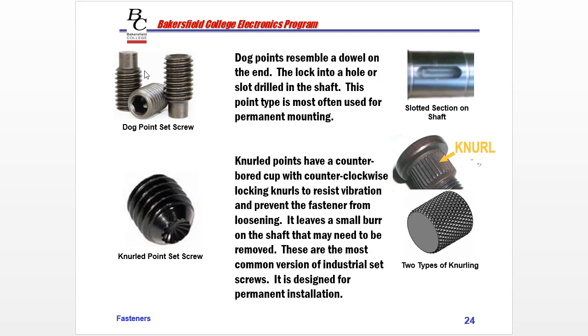The dog point resembles a dowel on the end, and they actually go into a slot that is machined or drilled in the shaft. So they will go in quite a ways into the shaft itself. And this is most often used for permanent mounting, similar to the cone point. Next we have the knurled point set screw. So it's got kind of some biting force on the underneath. It's knurling. And this is an example of knurling.